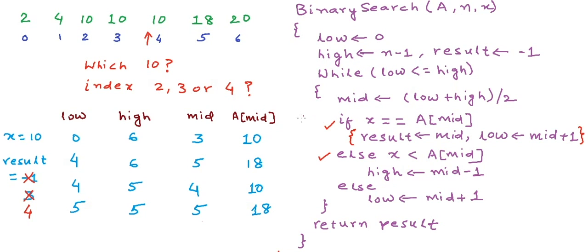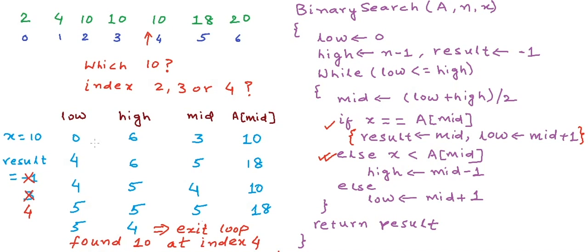Now 18 is greater than 10, so we will once again go to this particular condition. So low is still 5 and high becomes 4 now. Now this is not a valid search space, this is not a valid segment. The low less than or equal to high condition fails, so we will exit the while loop, and our game is over. We return whatever we have in the result. So we will kind of say that found 10 at index 4. So this is binary search to find out the last occurrence of an element in a sorted array.